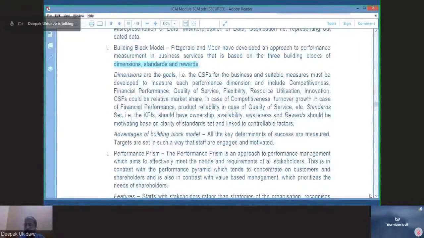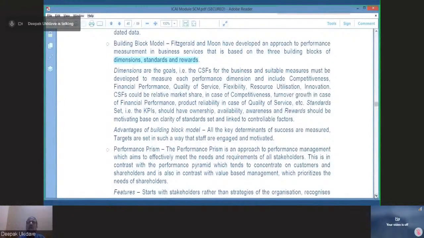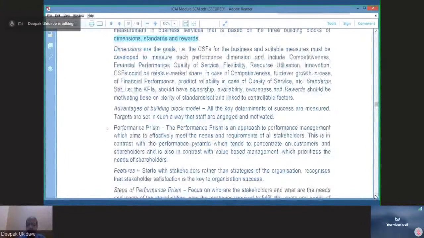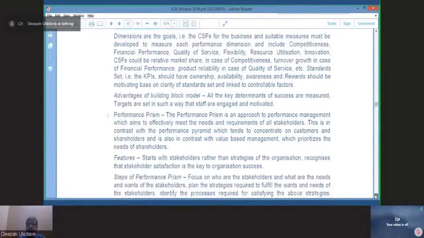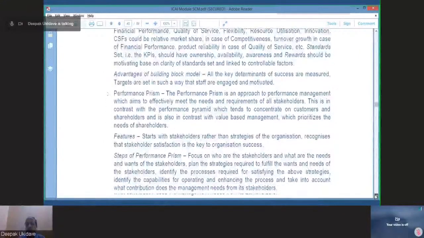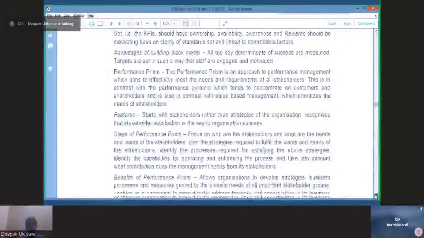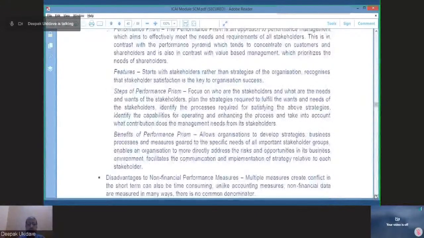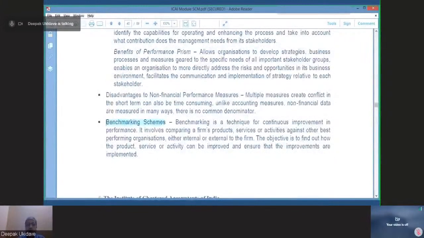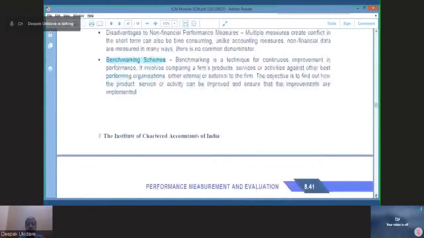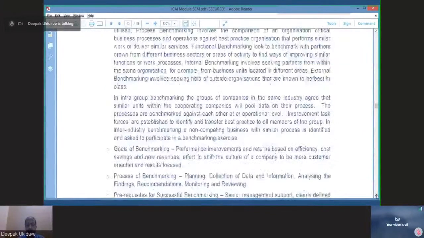Performance prism. After triple bottom line, it was balanced scorecard. Then we had a performance pyramid. Then building block, performance prism, where again you have different stakeholders. Apart from shareholders, you have employees also at the back of your mind. So performance prism, where broad category of stakeholder satisfaction is taken into account. Then we learned about benchmarking. Various types of benchmarking. And then we had difficulties in implementation of benchmarking. And then the performance measures in not-for-profit organizations in today's class.